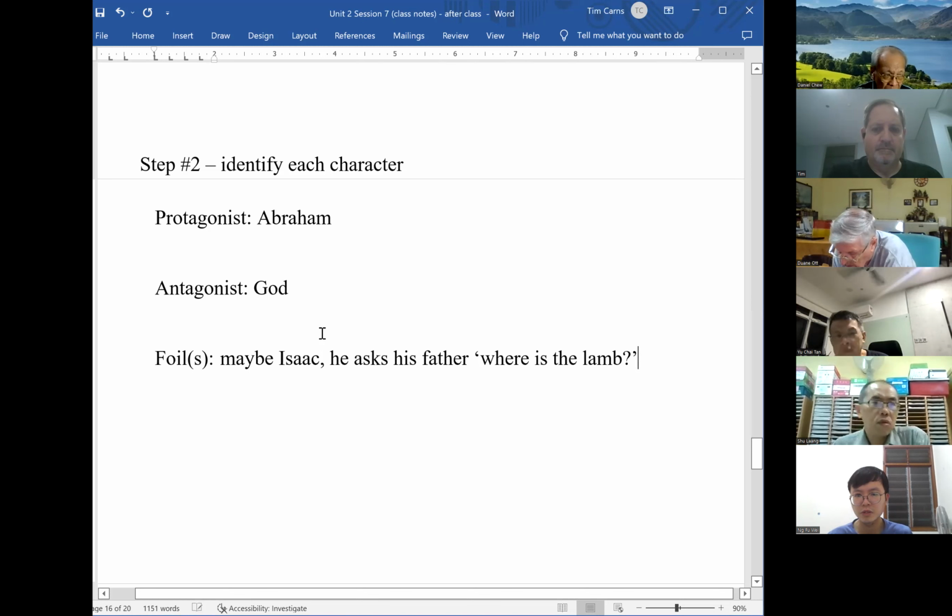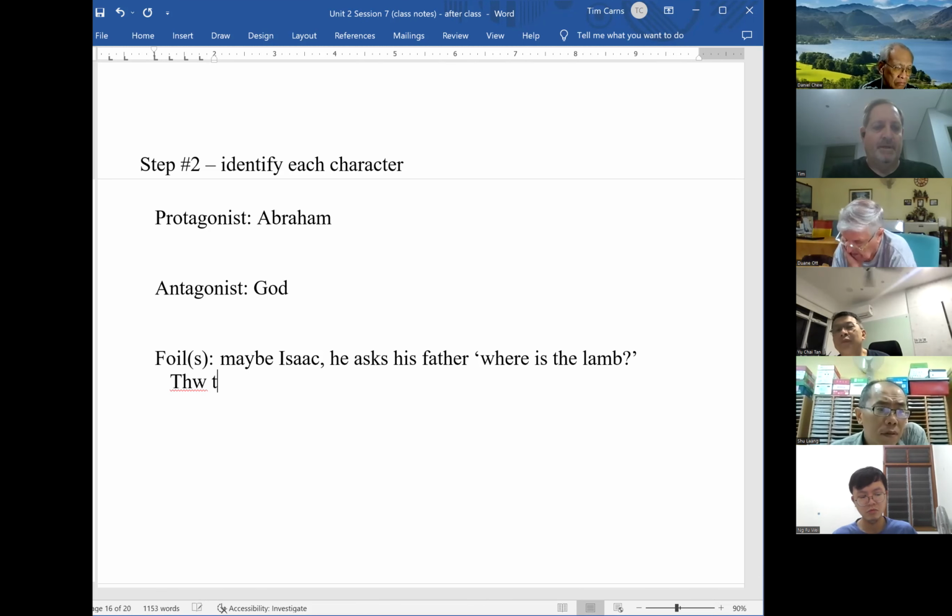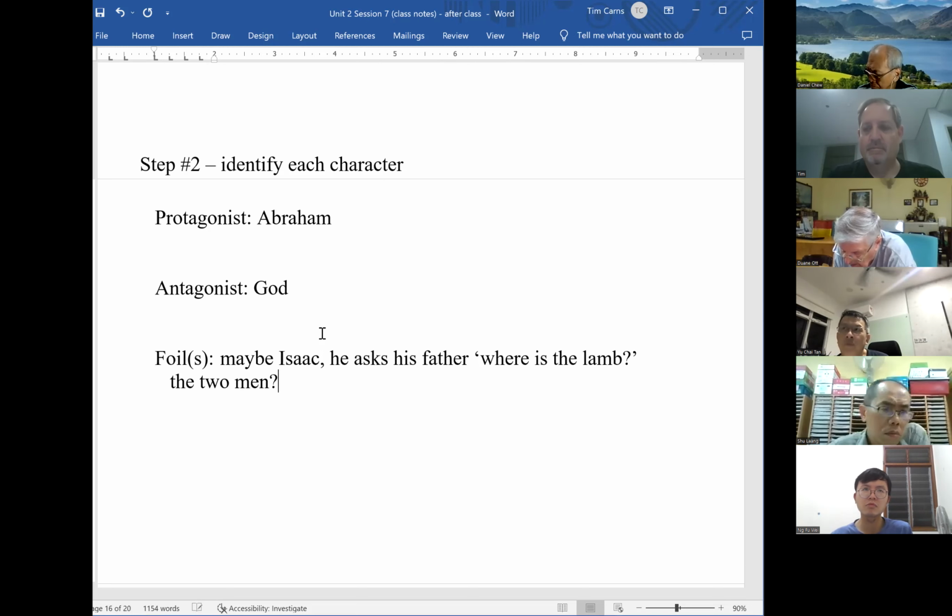But what about those two men? Again, we have the two young men, but in what way do they do anything in the story to serve as a comparison or a contrast to Abraham or to God? Or do they just appear to be in the story as servants that are helping, and perhaps there because Abraham does tell them we were going to go worship and come back.